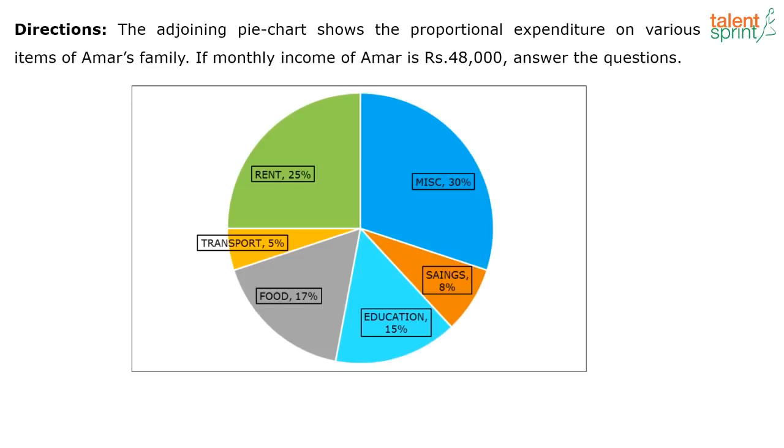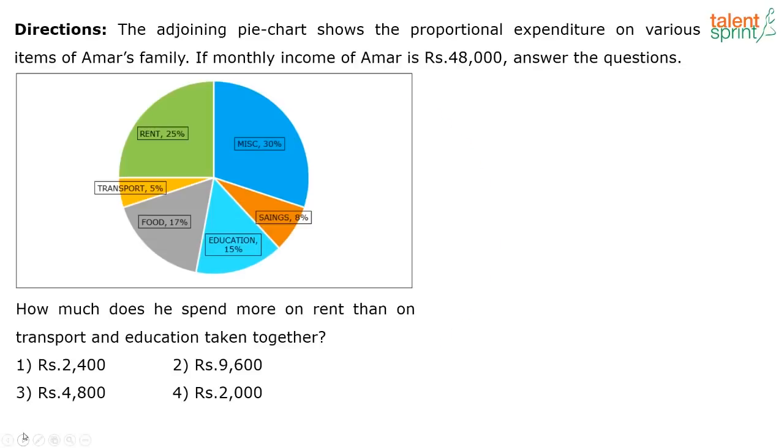Okay. Next one. The adjoining pie chart shows the proportional expenditure on various items of Amar's family. If the monthly income of Amar is rupees 48,000, answer the questions. First question. How much does he spend more on rent than on transport and education put together?